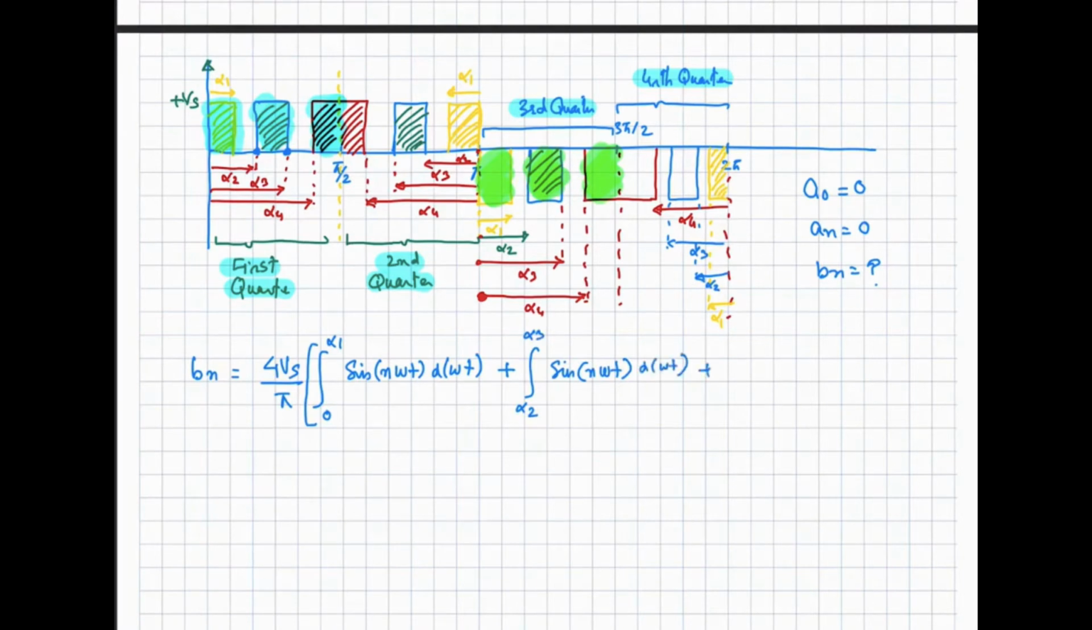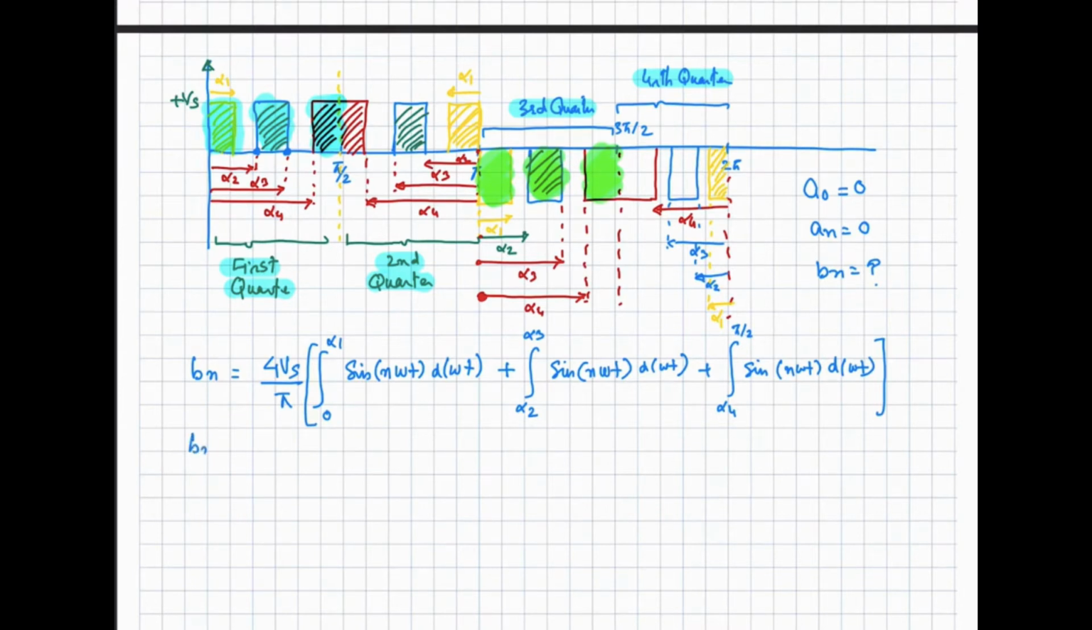and then taking the last portion of this quarter cycle, that is this one, starting from alpha 4 till pi by 2. So if I write down the integration for this part, sine of n omega t, integration of this one with respect to d omega t from alpha 4 to pi by 2, right? As all the quarter cycles are equal, we have this expression.